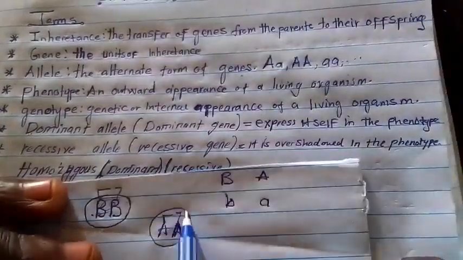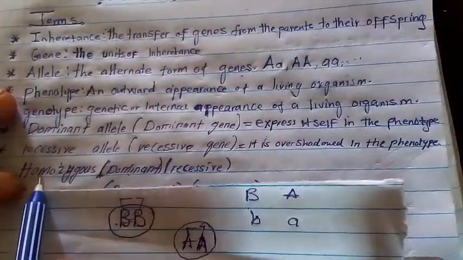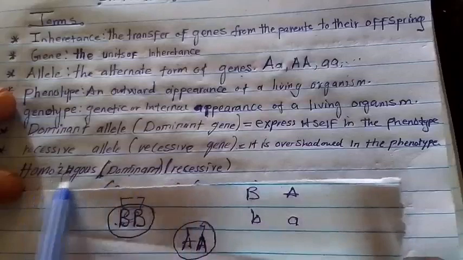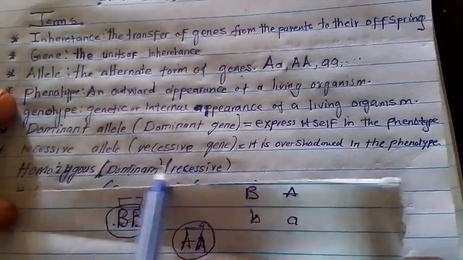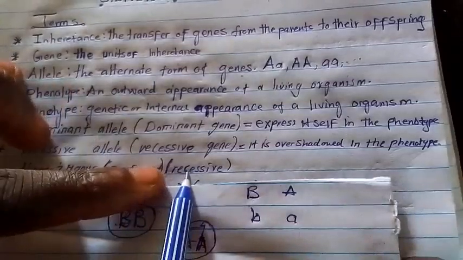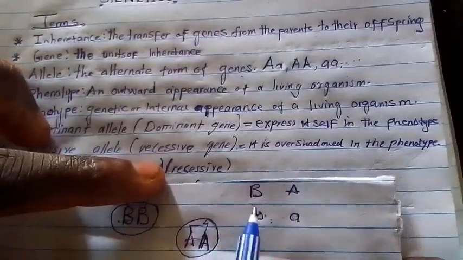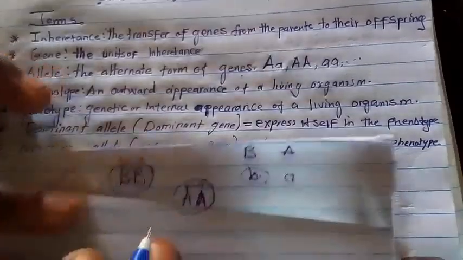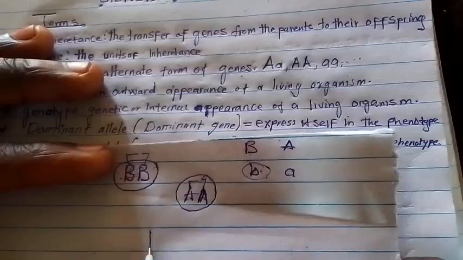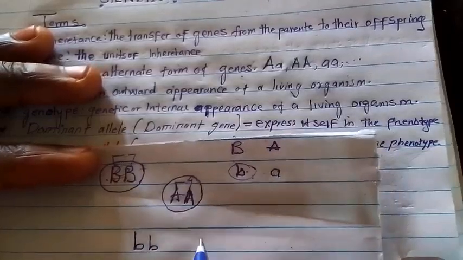Let's come to homozygous recessive. Homozygous recessive. So homo means what? Same. And remember, recessive alleles are represented by what? Small letters, and homo means same, which means if they have given you B as the recessive allele, you are going to say it is small letter b and small letter b, or if you have been given A, you are going to say small letter a and small letter a.